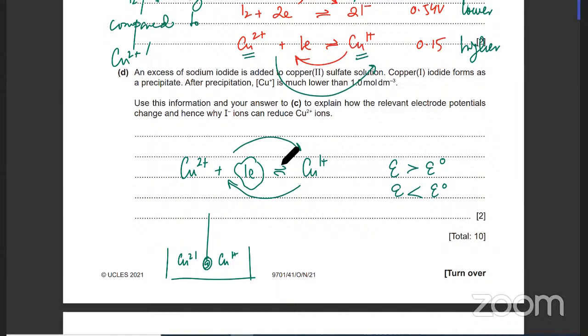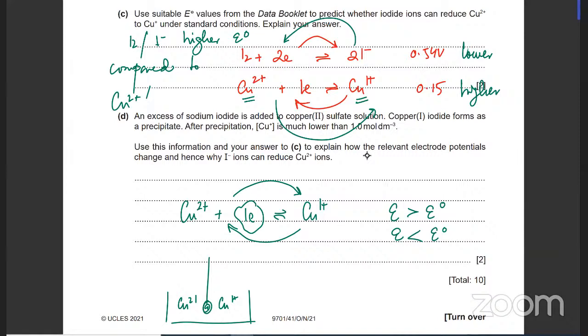But in this question, if the copper 1 plus concentration decreases, the equilibrium shifts to the right and the potential would increase. So maybe let's say the potential increases to 0.60 volts. What happens then? Now this is the higher potential and that is the lower potential. So that would lose electrons and this would gain electrons. Is that clear?